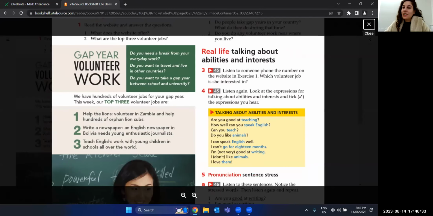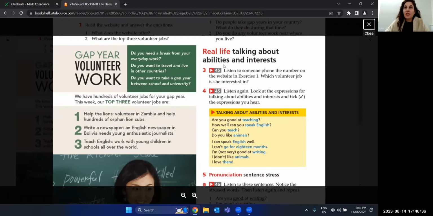Okay, let's talk about our abilities and our interests. Abilities means what we can do. Like Roxana can speak Spanish. I can't speak Spanish. Roxana has an ability, means she can speak Spanish. I don't have the ability to speak Spanish. Conrado can swim. That's an ability. I can swim too. So Conrado and I have an ability to swim. We can do it. Some people cannot swim. We have an ability.